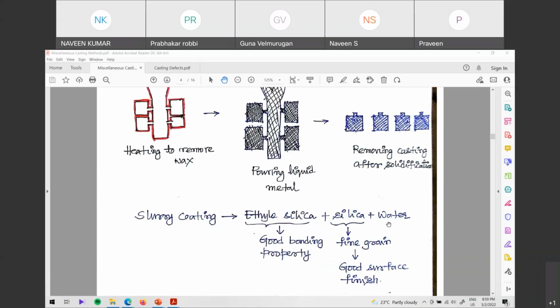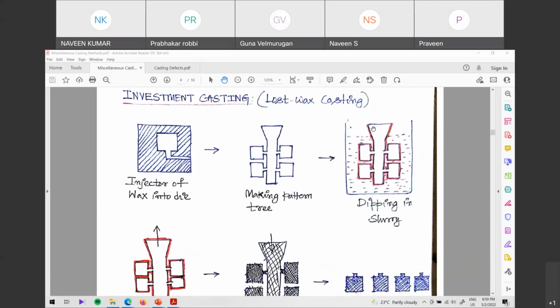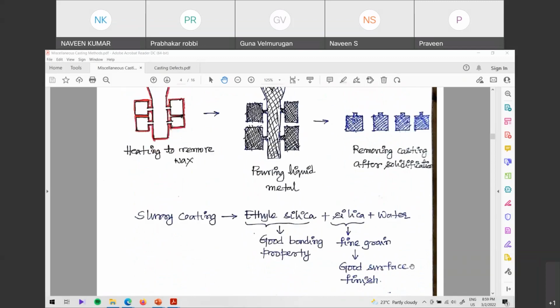And remember, you are using water also here. In the previous case, we did not use water. In shell molding, we haven't used water. Phenolic resin plus sand, that is silica. Here, ethyl silica plus water. Okay. Now we are dipping this complete wax pattern into this slurry. This is the slurry coating composition.